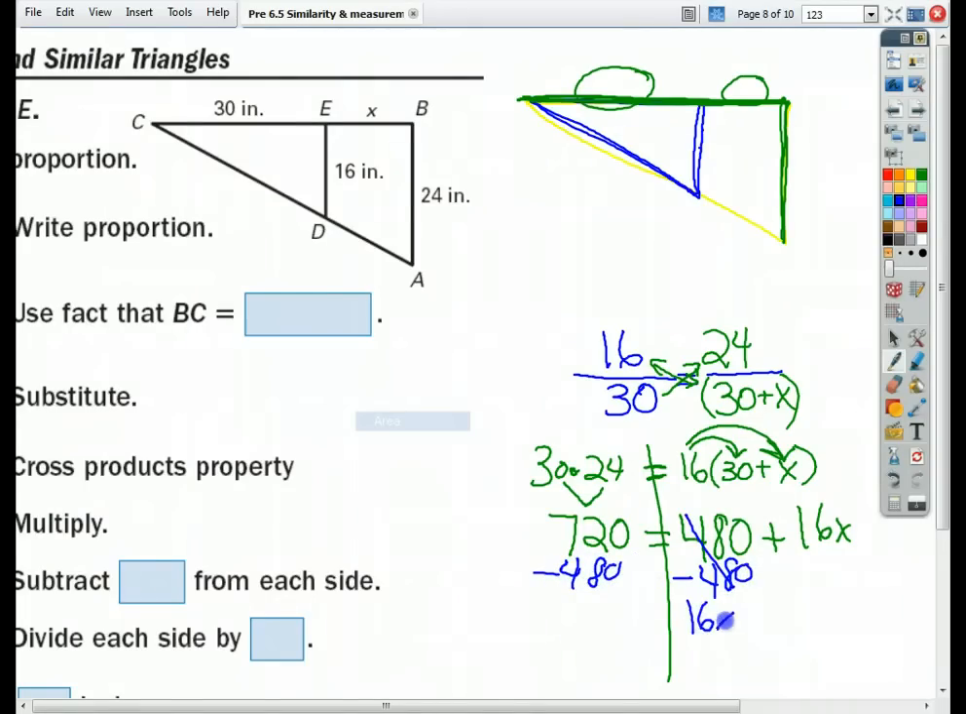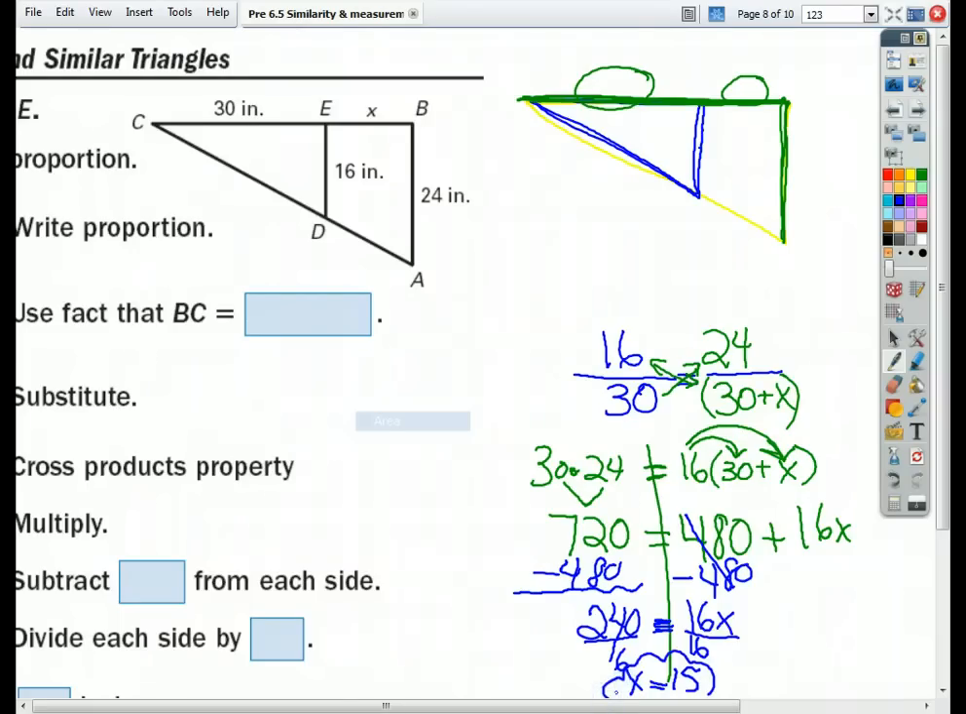Now I have 16x equals, what do I get here? What's 720 minus 480? 240. Yes. 16x equals 240. Divide by 16. X equals 15. 15 inches. So x equals 15.